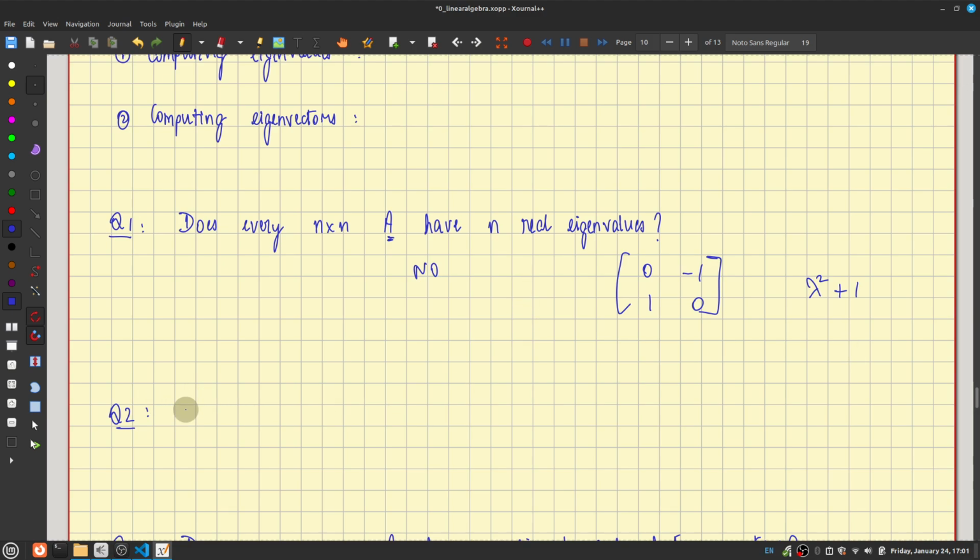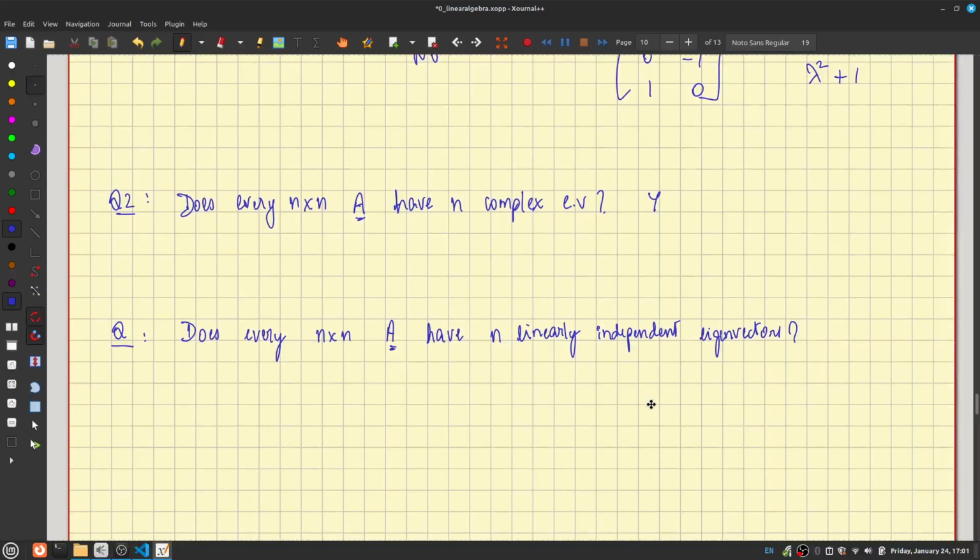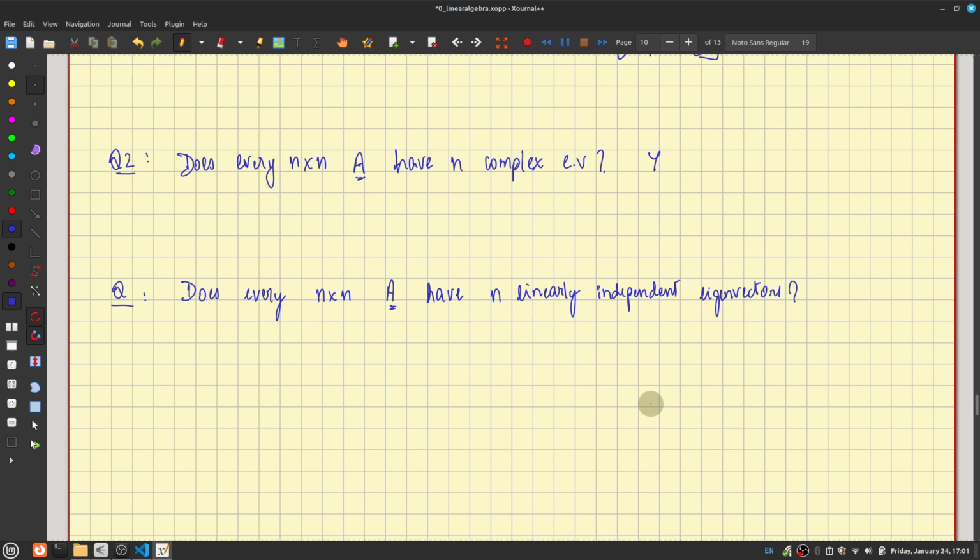But does every n by n matrix A have n complex eigenvalues? Yes, it does have n complex eigenvalues. But what is more important for us, suppose I have a matrix, irrespective of whether the eigenvalues are real or complex, even over the space of complex numbers or complex vectors, does every n by n matrix A have n linearly independent eigenvectors? No, right? Can you give me an example?